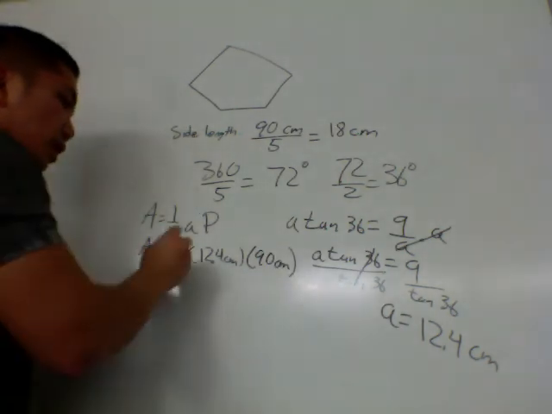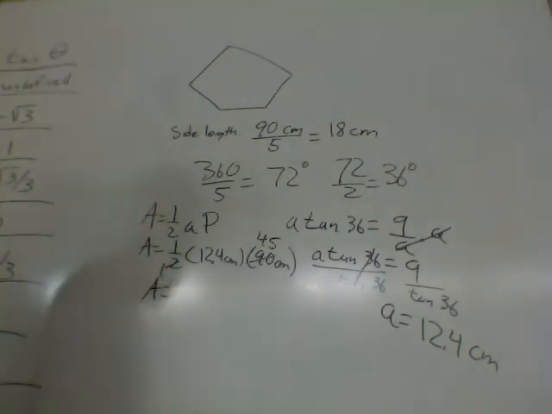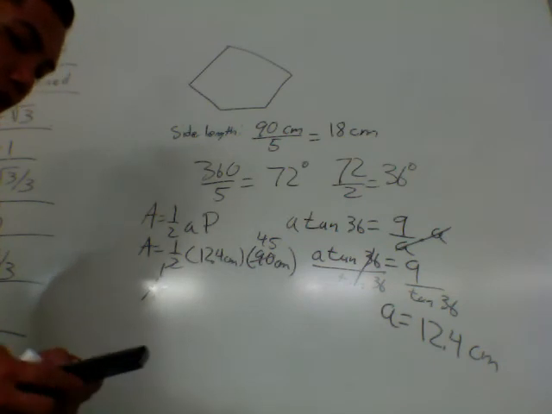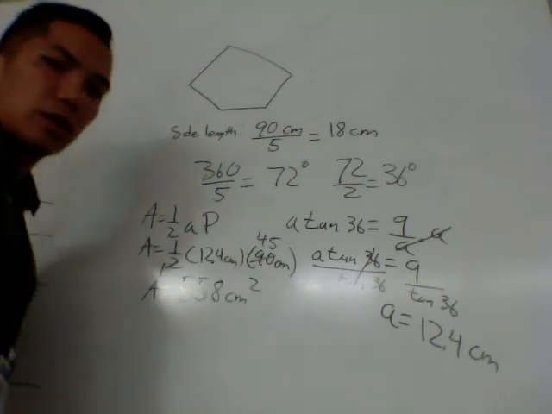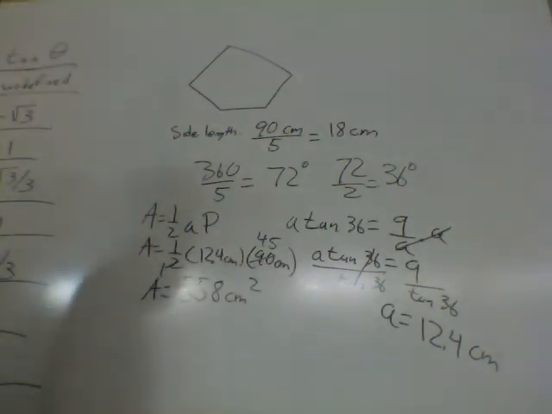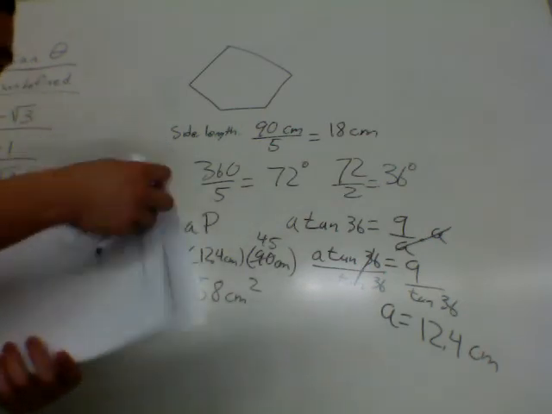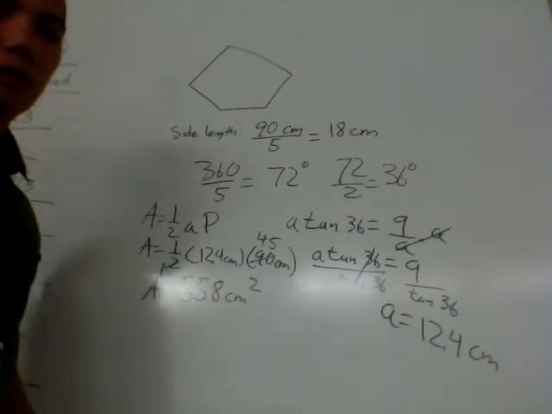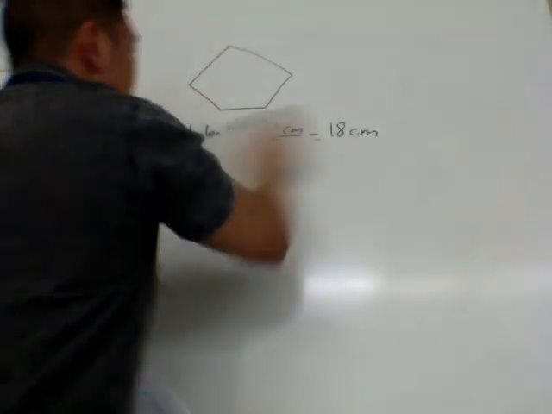Okay? So when I do this, my area, if I just use my calculator, 12.4 times 45 is equal to 558 centimeters squared. Okay? So that's how you do number 12. Now let's go on to number 13. Number 13 is the more complicated one. But you've had practice doing this.